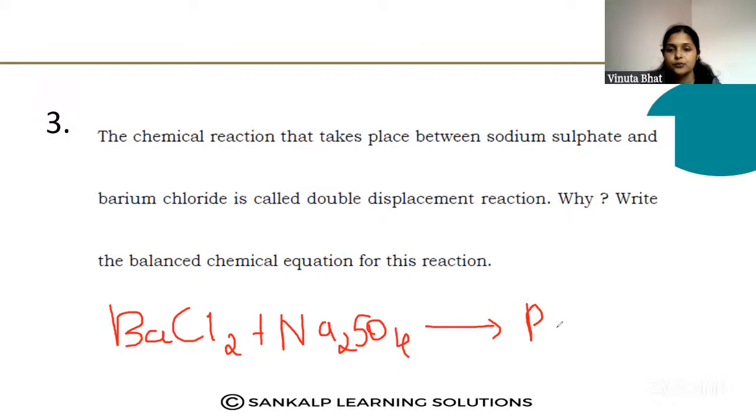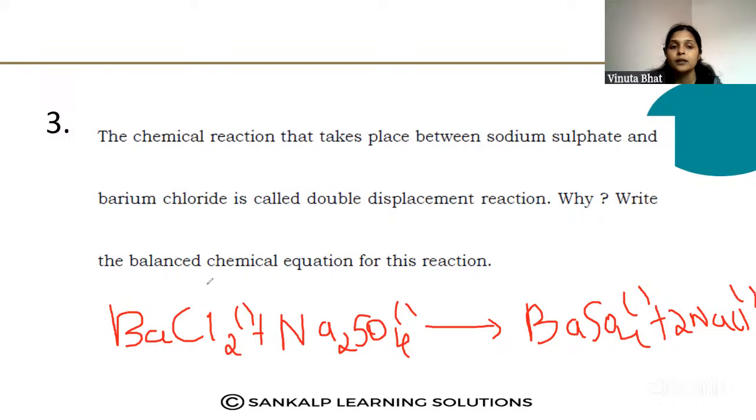gives BaSO4 plus 2NaCl. Here, Na2 is 2NaCl, chlorine 2. Yes, this is the balanced chemical reaction. You have to write the physical state of the reactants and products. Here, why is it called a double displacement reaction?